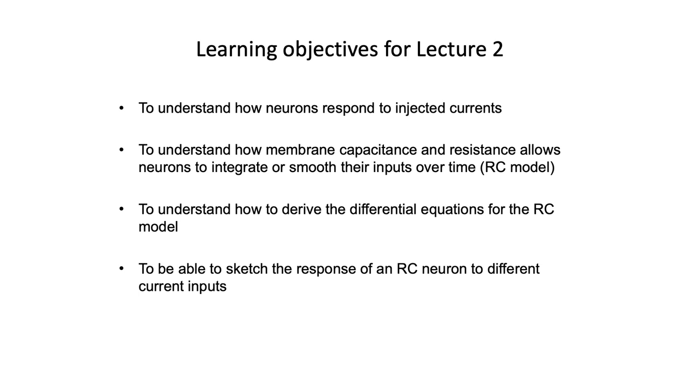We're going to learn to look at a pattern of current injection, and we should be able to intuitively see how the voltage of that neuron responds. And we're going to start working on where the batteries of a neuron actually come from. Okay.